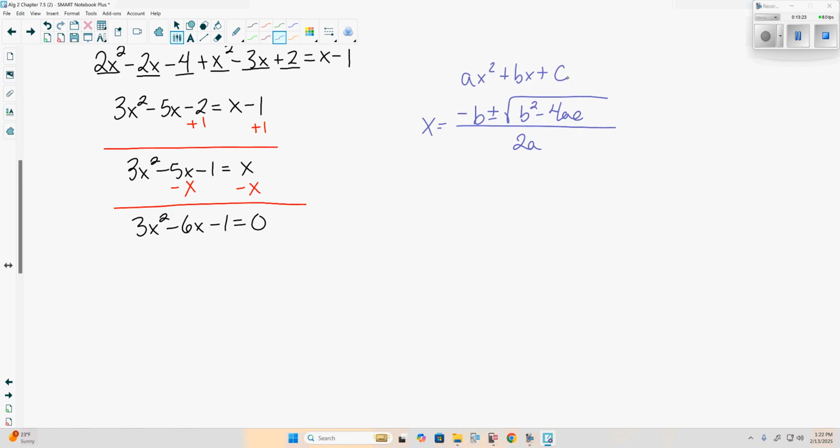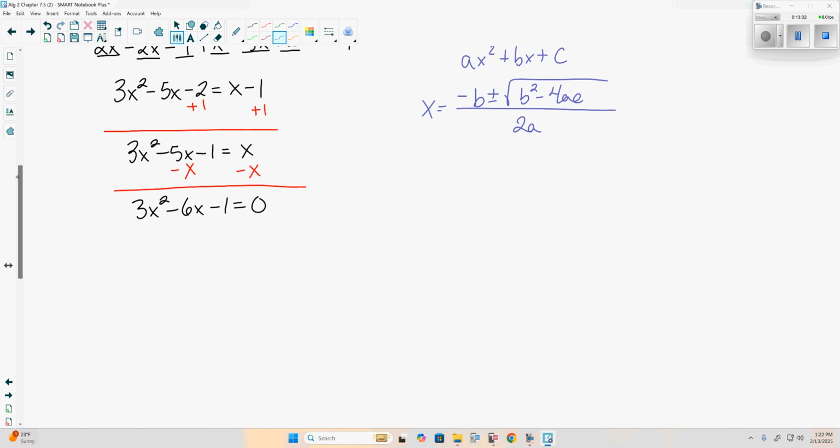3x squared minus 6x minus 1 does not factor. But we still have solutions. We just got to use the quadratic formula. And it does match up to our ax squared plus bx plus c. Now for us here, a is going to be 3, b is negative 6, and c is negative 1.